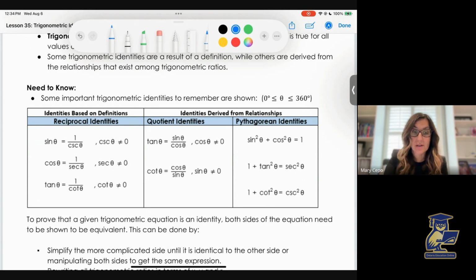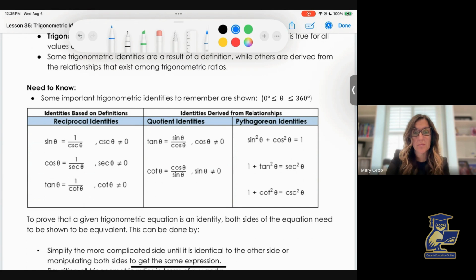The quotient identities: tan theta is always equal to sine theta over cosine theta. Cotangent theta is equal to cosine theta over sine theta. Notice restrictions are given because we know that the denominator can never equal 0, and that's why those restrictions are provided. The other identity, derived from relationships, is the Pythagorean identity, and that comes from the Pythagorean theorem.